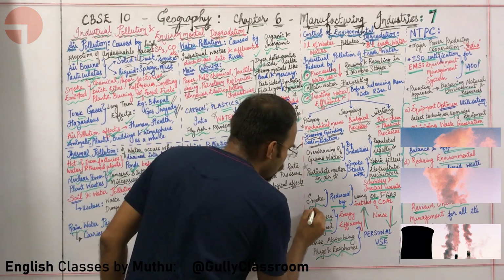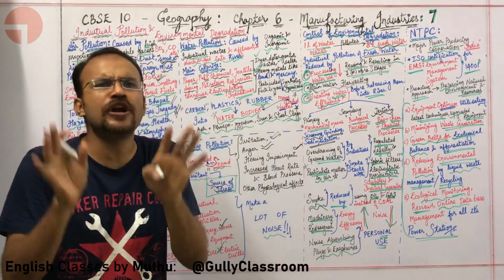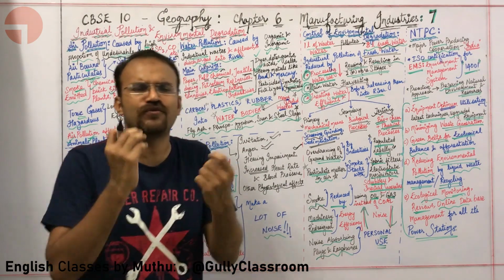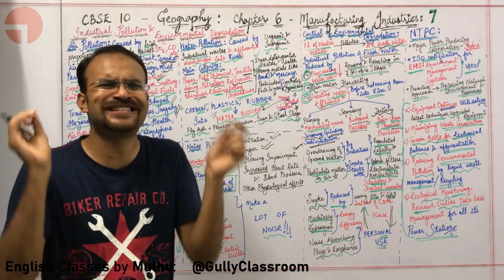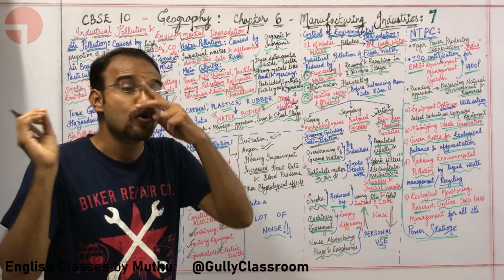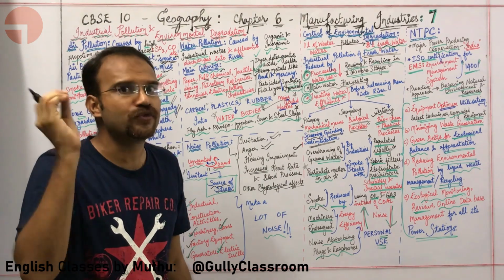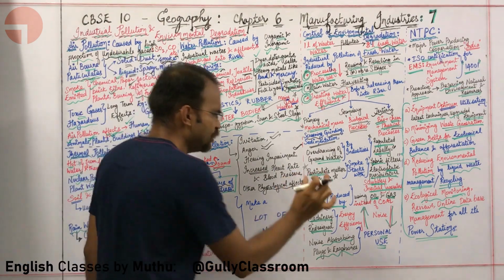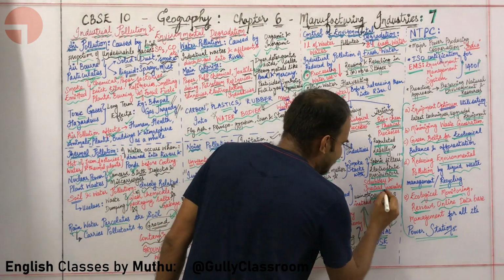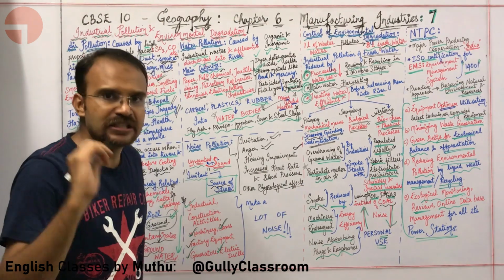Sir, how are you going to reduce the amount of smoke released by the factories? Coal is going to release a lot of smoke. Why, sir? Coal is going to release fly ash. Fly ash is a major pollutant of the coal industry, of thermal power plants. In order to reduce the amount of smoke, we are going to use oil and gas instead of coal.